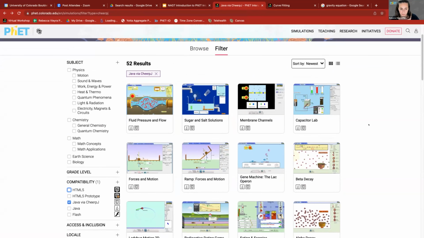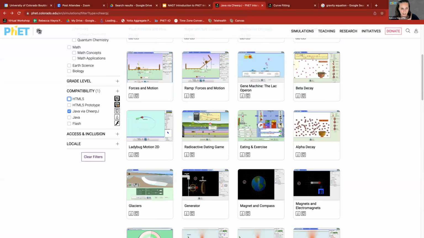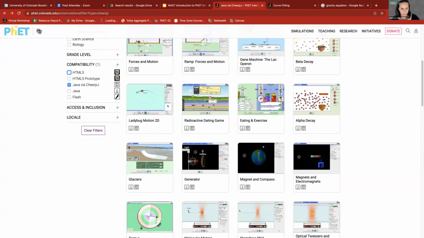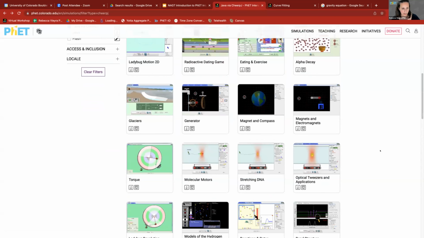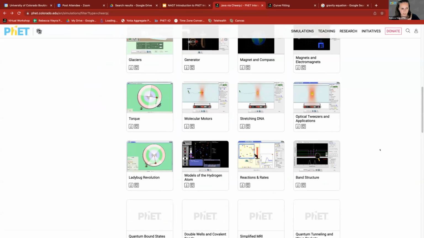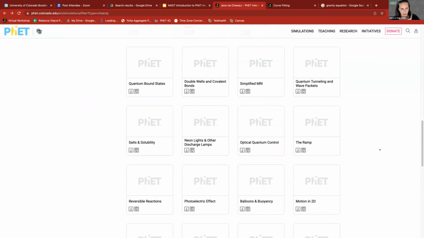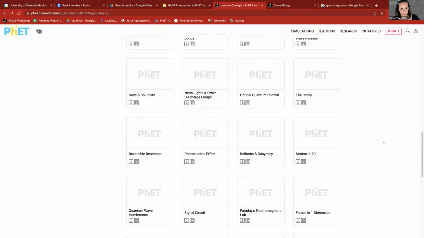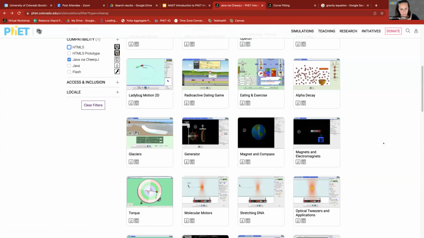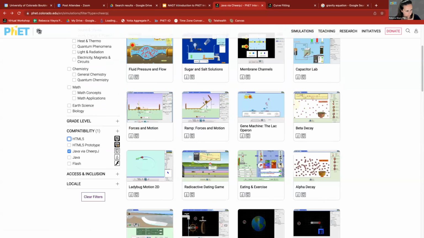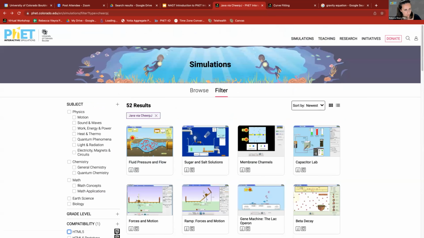And a lot of these are Earth and space science stuff: radioactive dating game, alpha decay, magnets and compass, including the Earth, glaciers. You know, there's some biology stuff in here as well. So please don't overlook some of our legacy stuff, because some of it is extremely relevant to Earth and space science.